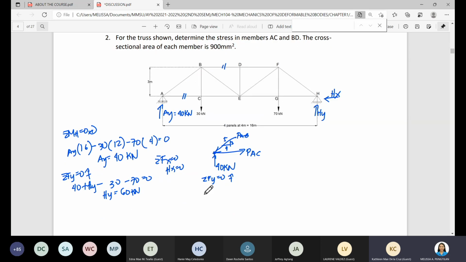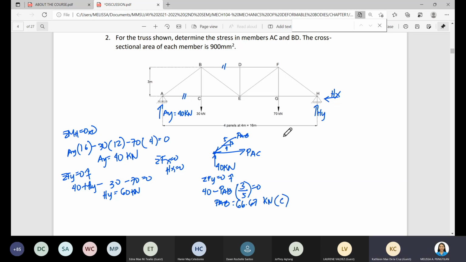So, meron tayong 40 minus PAB 3 all over 5 equal to 0. So, we have PAB is equal to 66.67 kilonewton. So, tama yung assumptions natin that this is in compression.